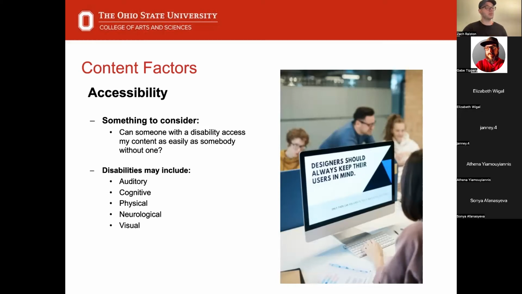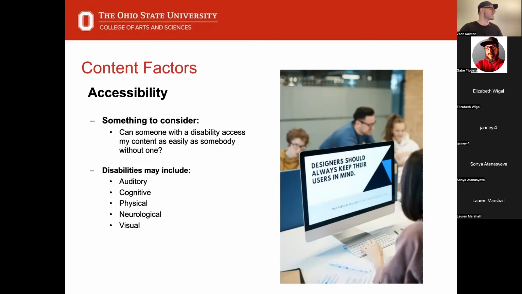Disabilities may include auditory, cognitive, physical, neurological, and visual disabilities. So that's a pretty broad range of things to keep in mind. That said, keeping these things in mind really helps you consider, at least in the planning stages of content, how to actually make your content more accessible. And usually doing a little bit more reading and research on each of these can go a long way.